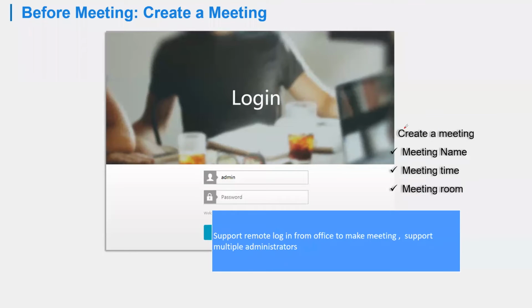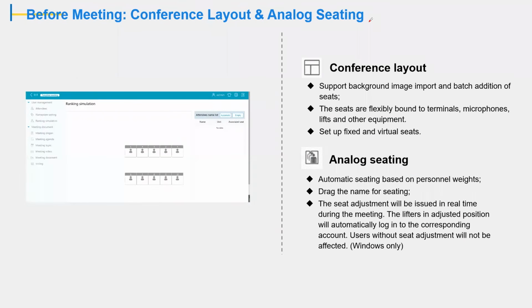So first, we'll log into the terminals. First, we'll create a meeting, create a meeting name, determine the meeting time, and choose a meeting room. This is the appearance of the management software. So before the meeting, you can do the conference layout. You can do analog seating.